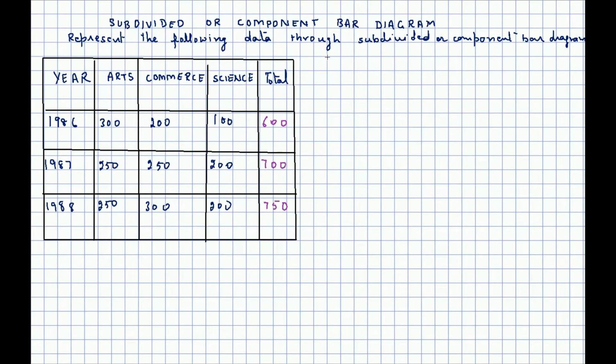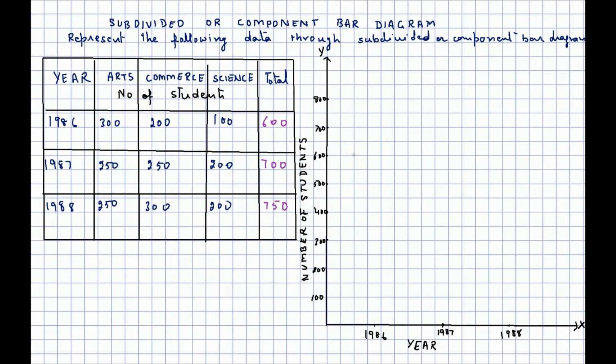So I'll draw subdivided bar diagram. For that, draw x-axis and y-axis. On x-axis write year, on y-axis write number of students. Now component bar diagram is used to represent data in which total magnitude, or you can say aggregate value, is divided into different components. While choosing the scale for y-axis, we should keep total value in mind. First, we make simple bars for each year and then divide those bars in the ratio of various components.